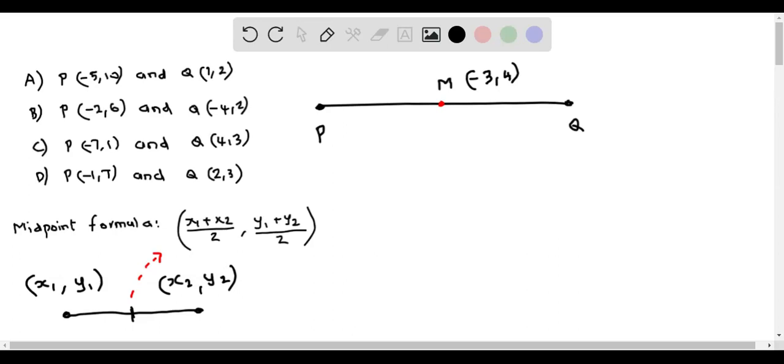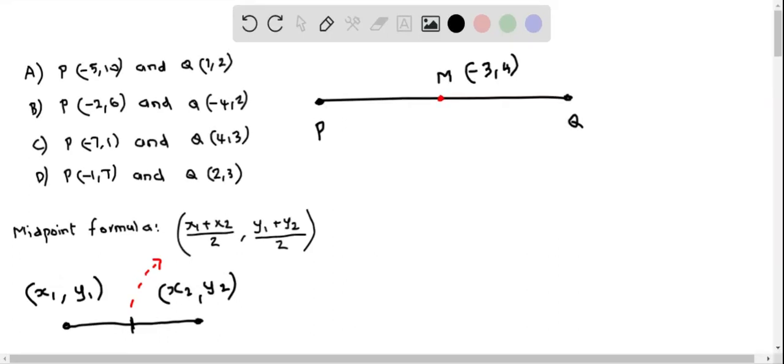We will now determine the points plotted by the person Jamal. That is, the person has plotted the 2 points P and Q, and M is the midpoint of the line segment joining the points P and Q. So basically, we are going to use the midpoint formula.